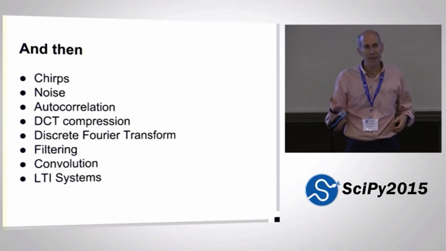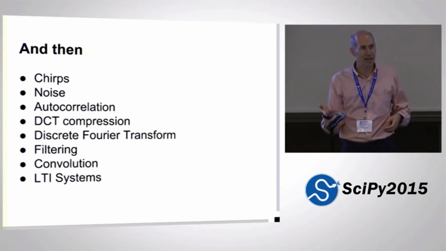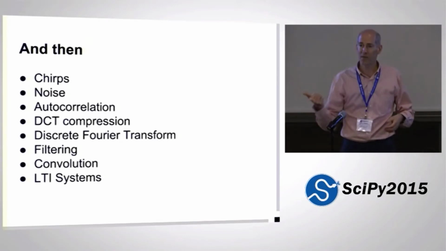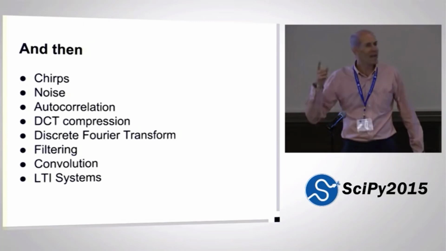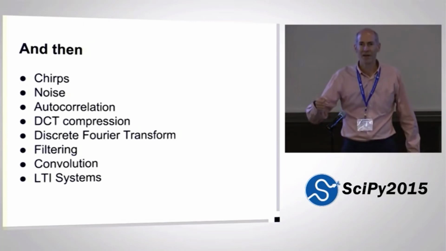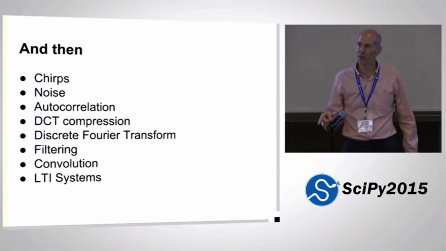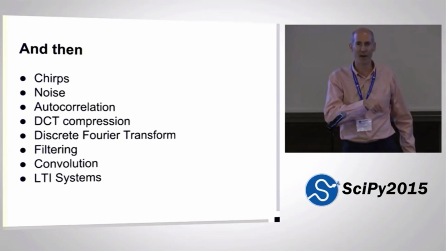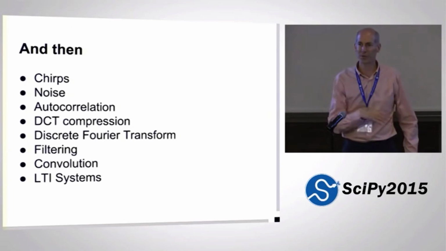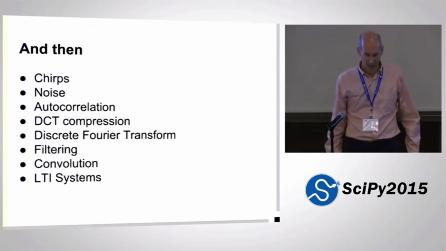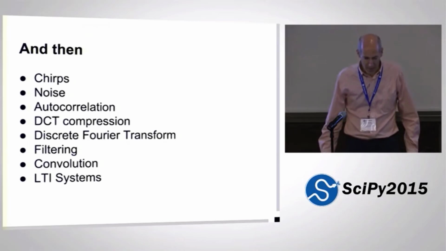Autocorrelation is kind of a cool topic that's not usually in a DSP class, but it turns out is very useful for pitch tracking. Anybody play Rock Band? You can sing into the microphone and it tracks your pitch, and I always assumed they were doing Fourier transform, but I had a chance to talk to one of the engineers from Harmonix, and he said, nope, they're doing just brute force autocorrelation. So that was kind of cool.